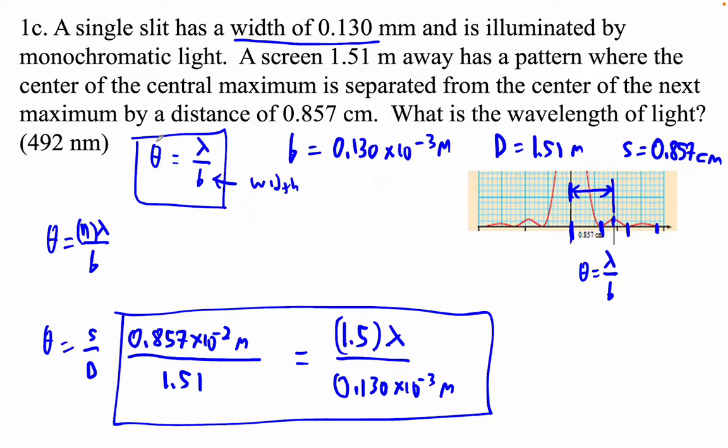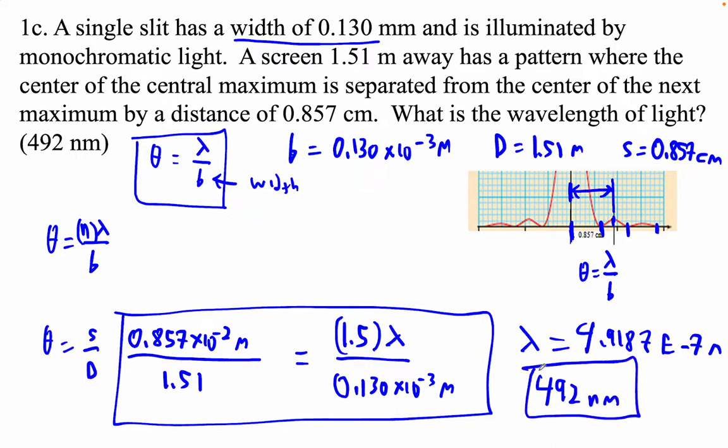And sure enough, I get the same answer I got before. Hopefully it's right. Okay, I get 4.9187 times 10 to the minus 7th meters for lambda, which is the same as 492 nanometers. Woohoo!